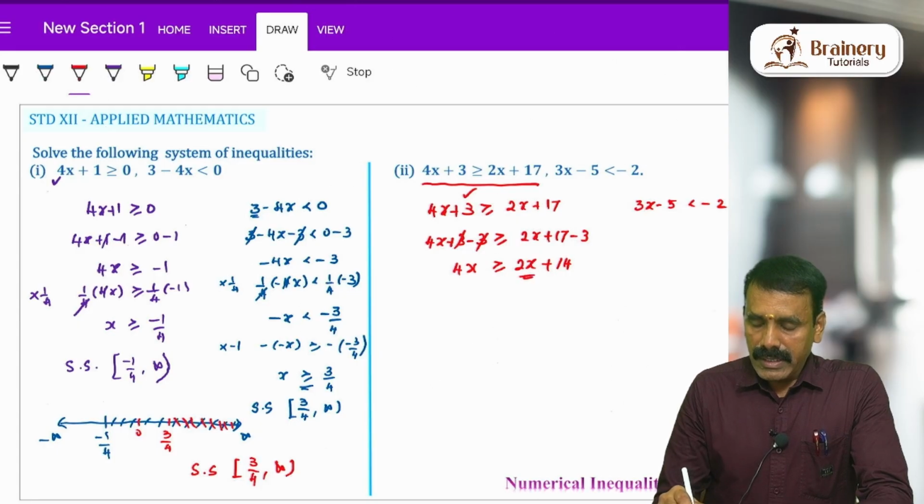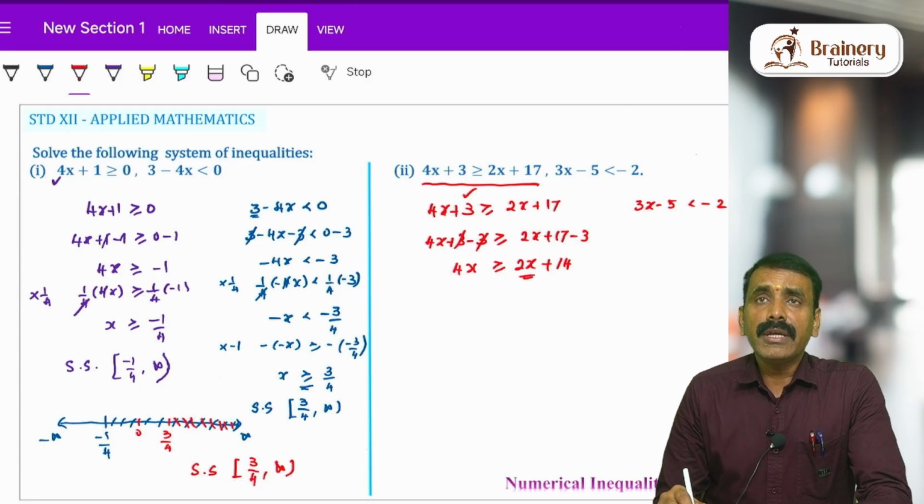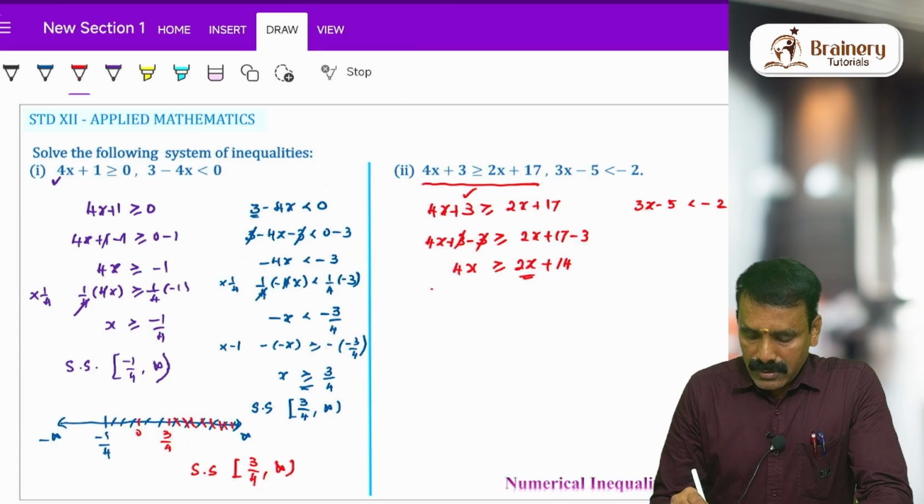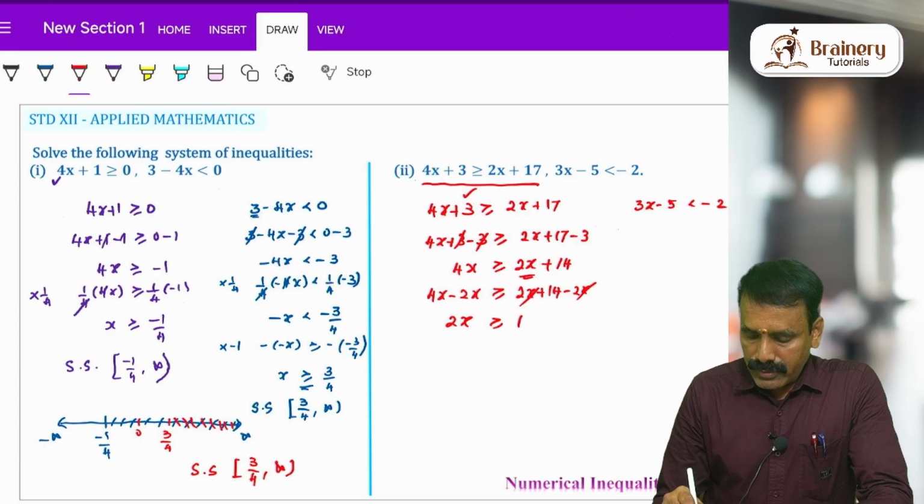Now 2x is on the right hand side of the inequality. We want to remove that 2x on the right hand side. So we have to add the additive inverse of 2x. So 4x minus 2x is greater than or equal to 2x plus 14 minus 2x. So 2x cancels. So 2x is greater than or equal to 14.